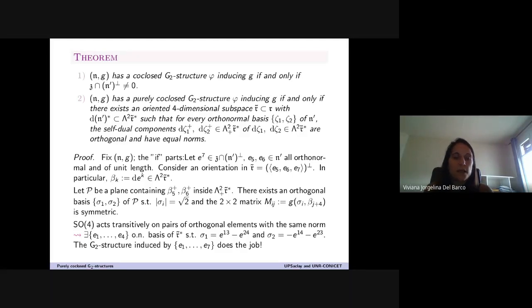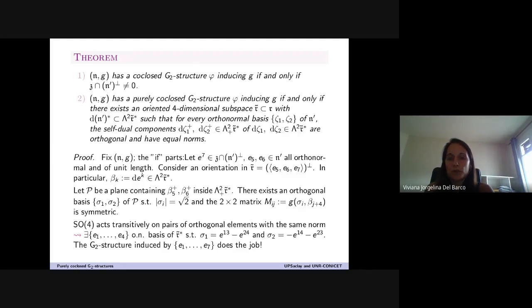But the thing is that if we make this procedure, for the second case, if I start with a basis, I mean, with an oriented 4-dimensional subspace such that for every orthonormal basis of n prime, the self-dual parts are orthogonal and have the same norm, then when I modify this, I still keep the matrix M symmetric and trace-free. So in this case, I will arrive at the G2 structure for the spanned by the basis.